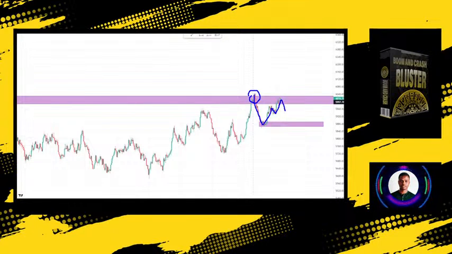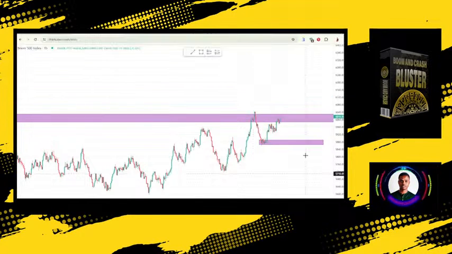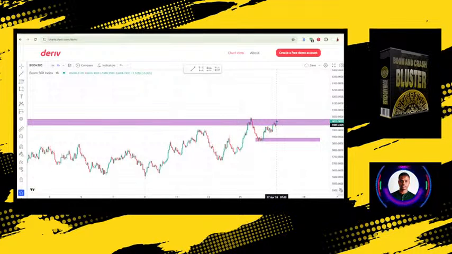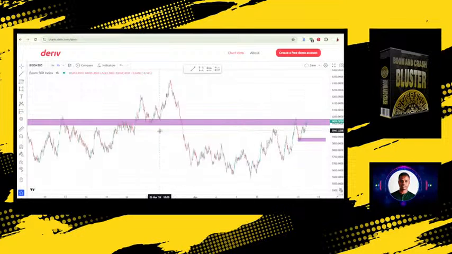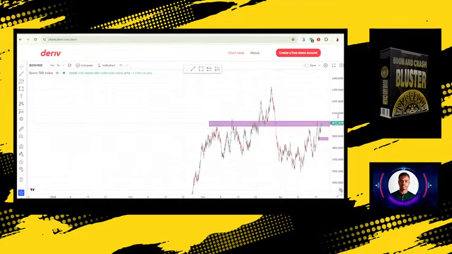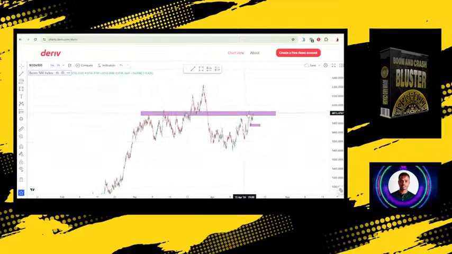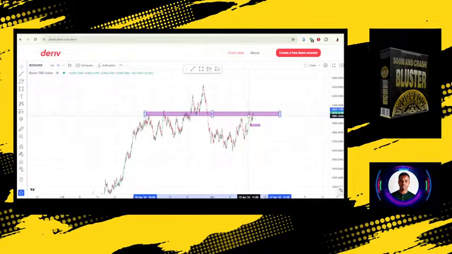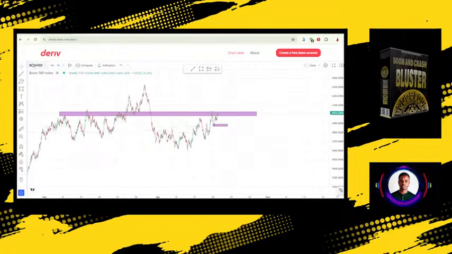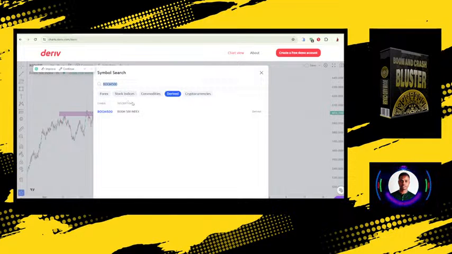So if this market fails to break and then comes and breaks lower here, we might start pushing to the lower side. But the best trade is if the market breaks here, comes back here. Why? Because this zone has been tested multiple times. It has shown us that it works. This is the zone that I want to work with. Boom 500. Let's move forward.